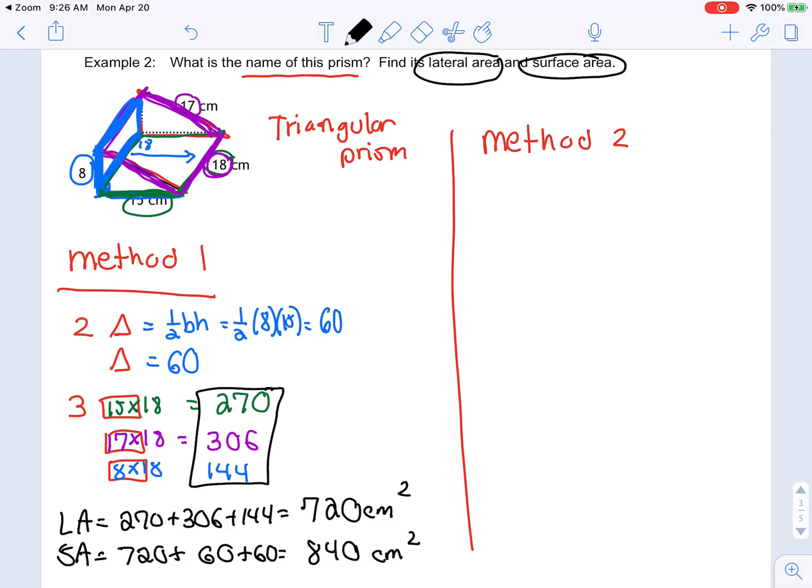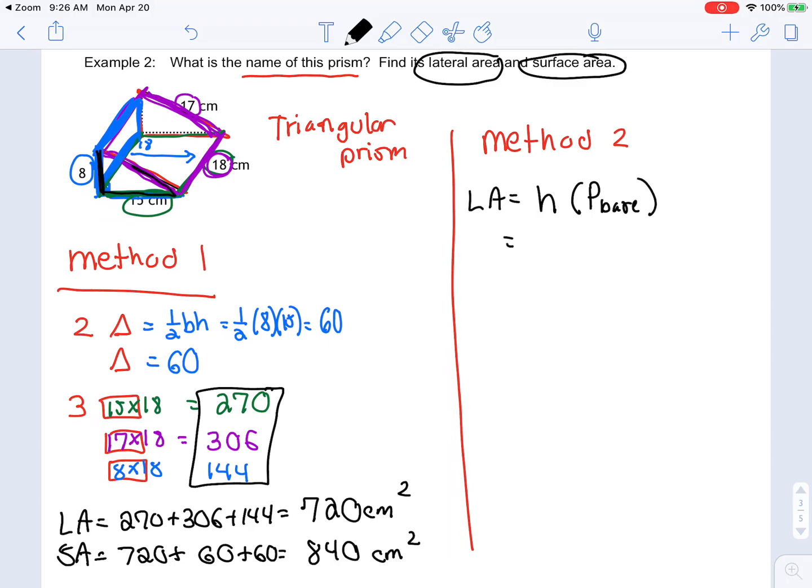Okay, so that's method one. What I like about method one is that, short of knowing your basic formulas, you don't have to memorize any new and additional formulas, you just have to identify the shapes. Now method two is to use those two formulas that we came up with before. To find the lateral area, we're going to multiply the height of the prism times the perimeter of the base.